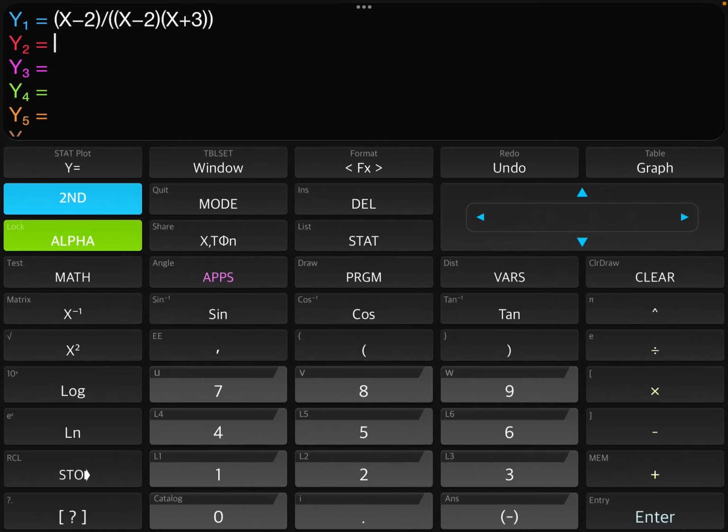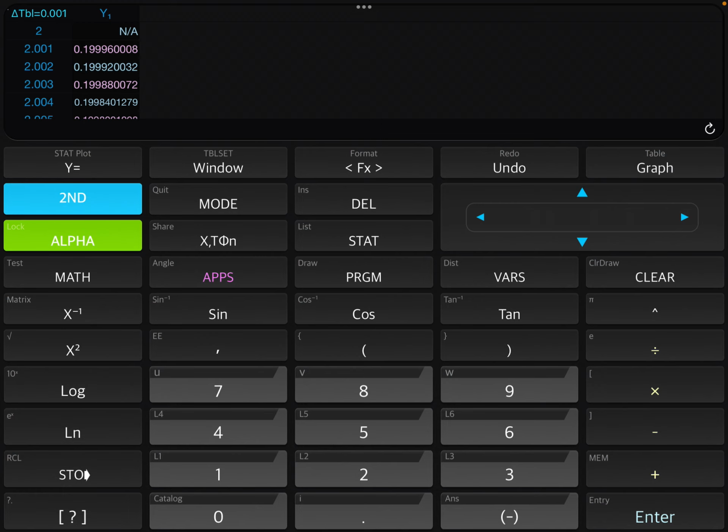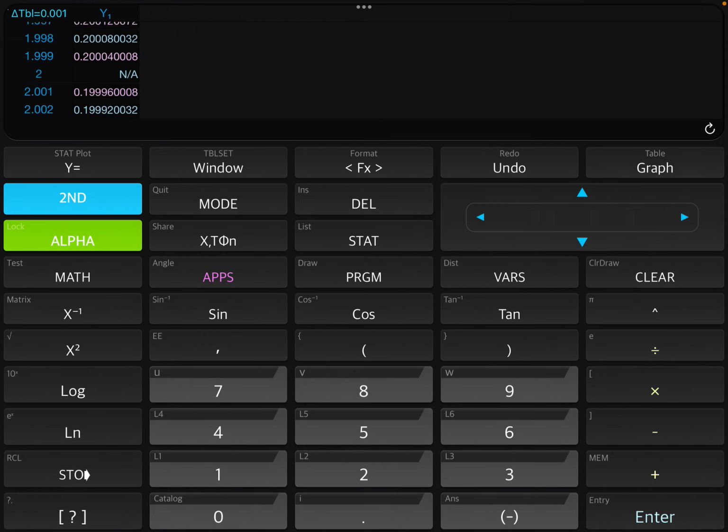However, if I close this and I go to my table of values, let's say I want to start at 2 because that's where we expect the hole in the graph to be. And here I go. I can see the hole in the table of values, right? It shows me that at 2, I don't have a defined value for this function. So again, these are the kinds of things that we want to be careful about when we're using the graphs that are created by technology.